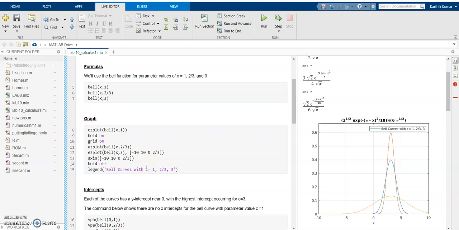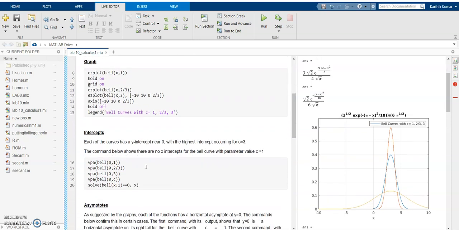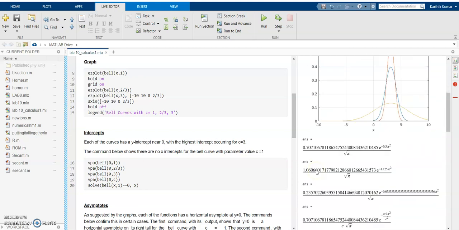Okay, now let's look at the intercepts of the bell function. Each of the curves has a y-intercept at x equal to 0. The y-intercept is when x is equal to 0, right? That means if that is the y axis and that is the x axis, the y-intercept is for x equal to 0. Now let's look at different values of c and check for y-intercepts and x-intercepts. So that's what I do. I set x equal to 0 to get y-intercepts for different values of c. Okay, that's what I've done.